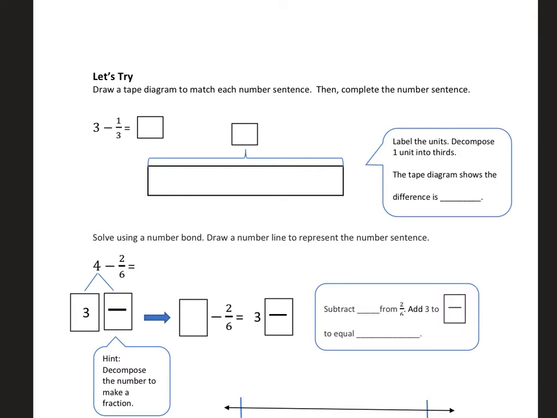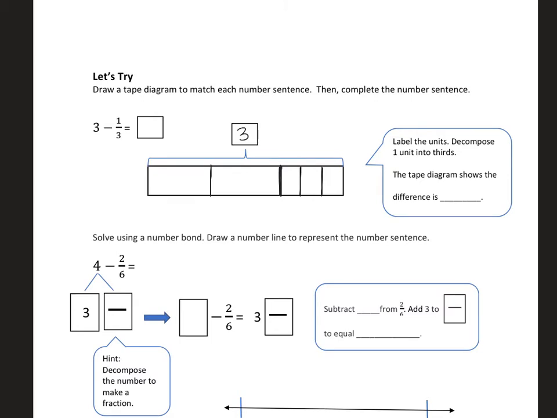All right, so I see that our whole number is 3, so we're going to break this tape diagram up into 3 units, like this. And then we're going to write that this whole tape diagram represents 3 wholes. Okay? Now, I'm subtracting 1/3. What is my denominator? My denominator is 3. So if my denominator is 3, I'm going to take that last unit on the end of the tape diagram, and I'm going to divide it into 3 pieces, into thirds, just like this.